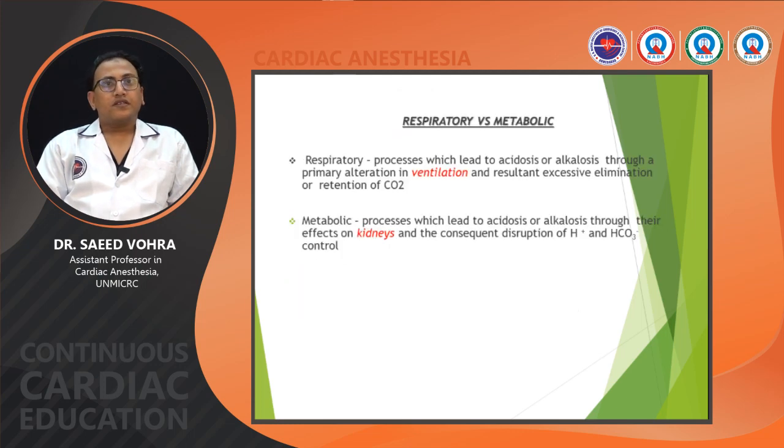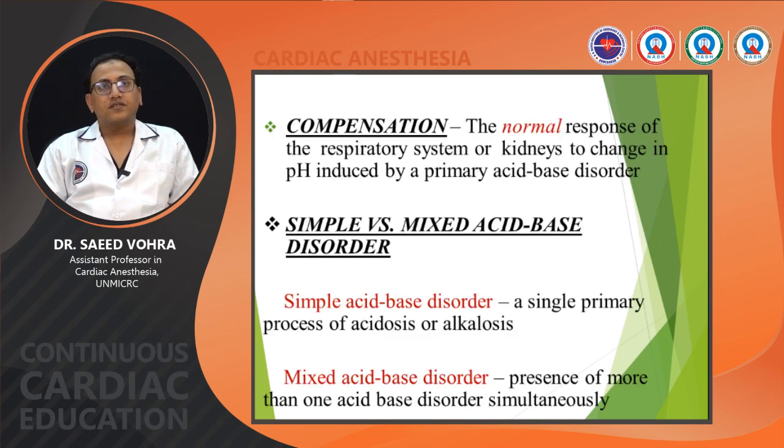Now, whether it is respiratory or metabolic: a respiratory process leads to acidosis or alkalosis through a primary alteration in ventilation and resultant excessive elimination or retention of CO2, whereas metabolic processes lead to acidosis or alkalosis through their effects on the kidney and the consequent disruption of H plus and bicarbonate control. Compensation is the normal response of the respiratory system or the kidney to a change in pH induced by a primary acid-base disorder.